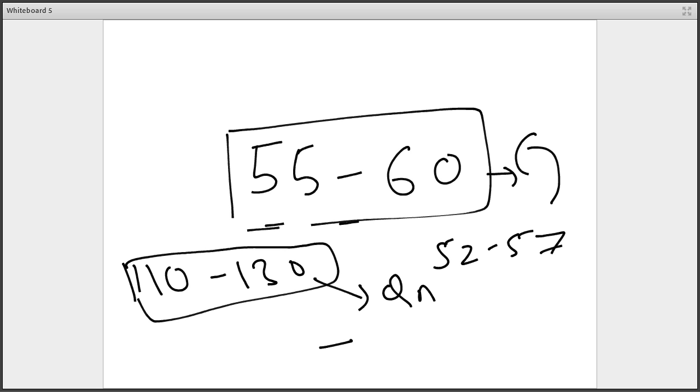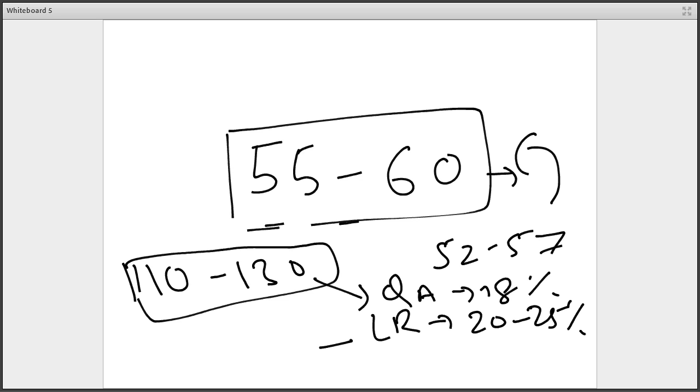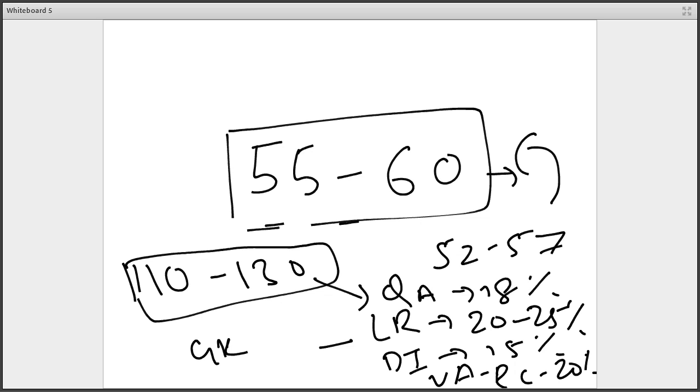As a quick recap, for quant go for 18%, LR go for 20%, or say in fact 25%. DI you can be at 15%, VARC 20%, and GK 15%. Overall score, 45% should be a very safe score for you to have cleared the cutoff, but 55 to 60 is what I want you to clear. That is all which we wanted to discuss here.